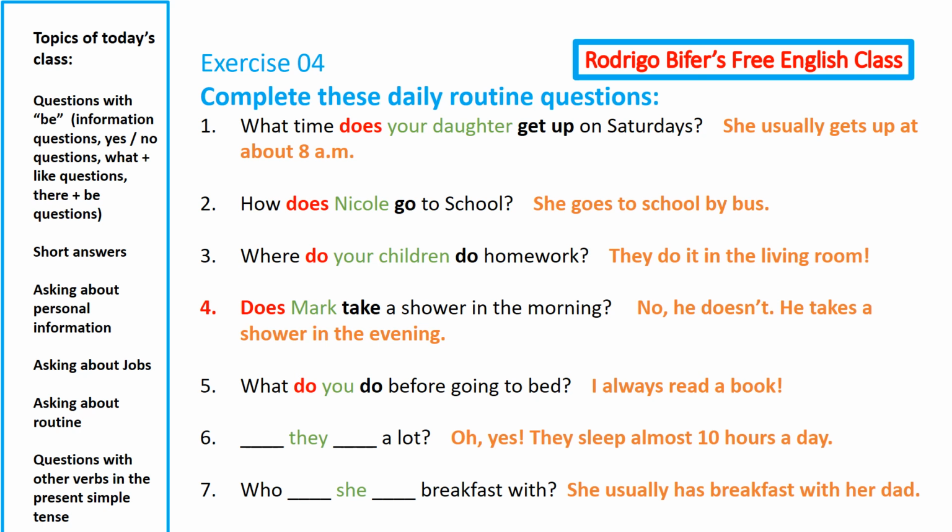Number 6 is a yes/no question. And what have we got here? Do they? You have to say do they, because does doesn't go with the word they, with the subject they. They is plural, third person plural. So do they, and what verb? What main verb are we going to use in the infinitive? The answer is, oh yes, they sleep almost 10 hours a day. So the verb here, the only possibility is to use the verb sleep. They sleep. Okay.